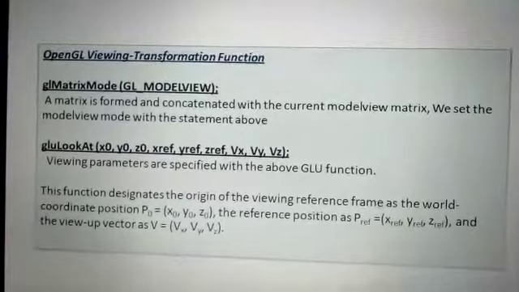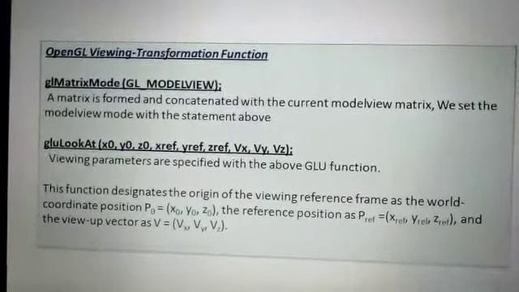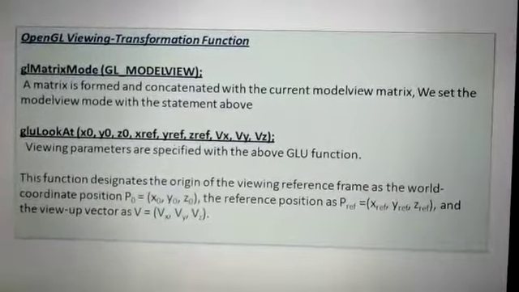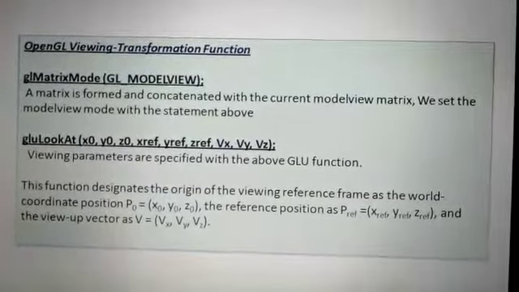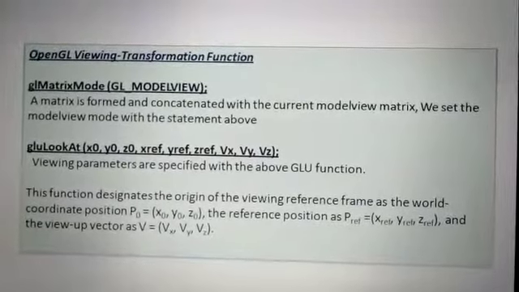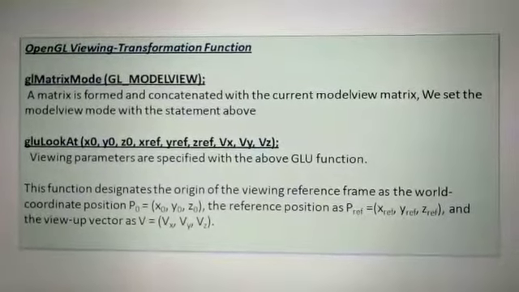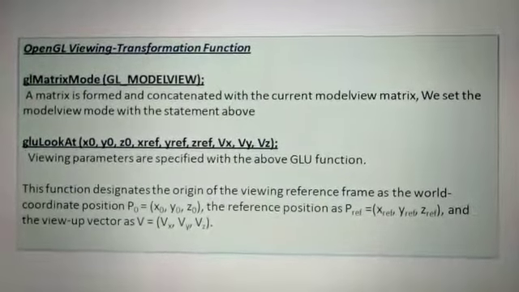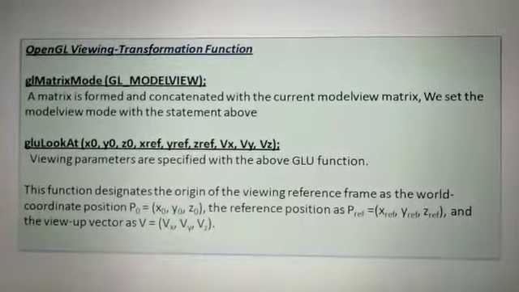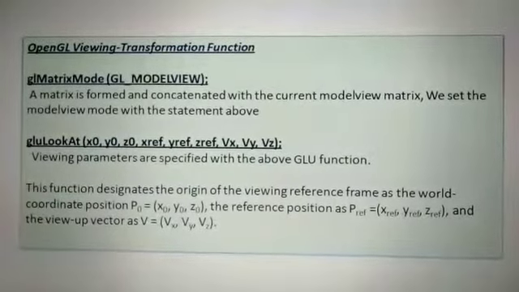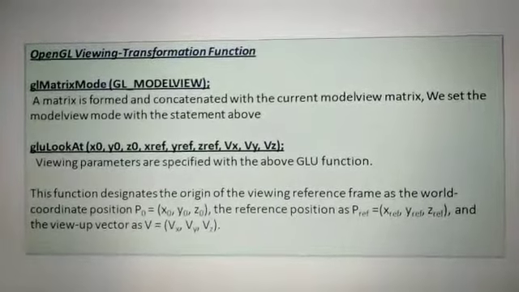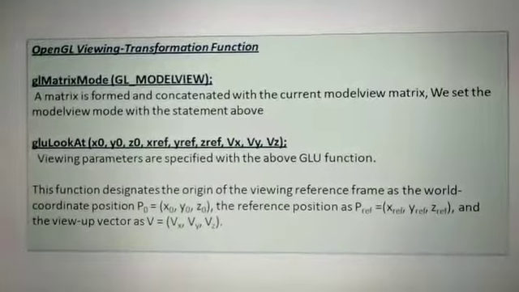With the statement gluLookAt, we have x0, y0, z0, that is the viewing origin, with respect to Cartesian coordinates such as x reference, y reference, z reference, and the view-up vector Vx, Vy and Vz, where we are referring to the viewing parameters specified with the GLU function gluLookAt. This function also designates the origin of the viewing reference frame as the world coordinate position, from the actual point to the reference point, with the view-up vector V.